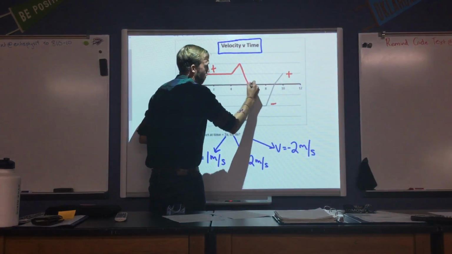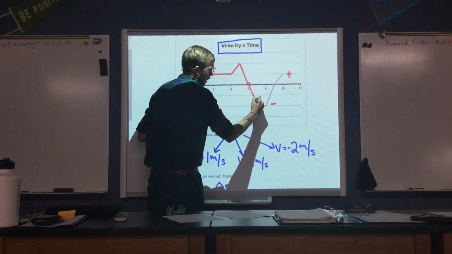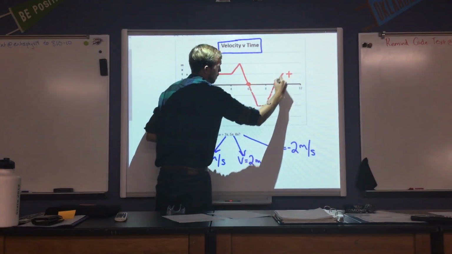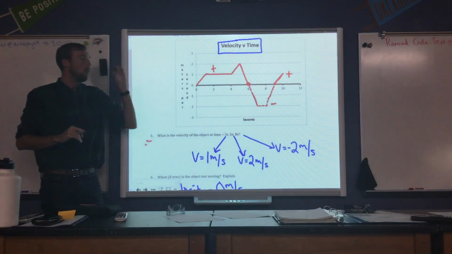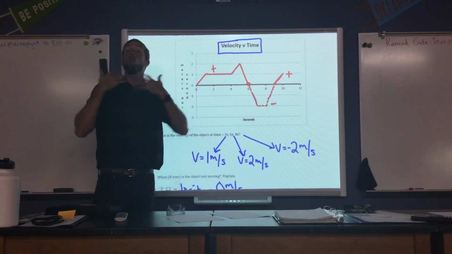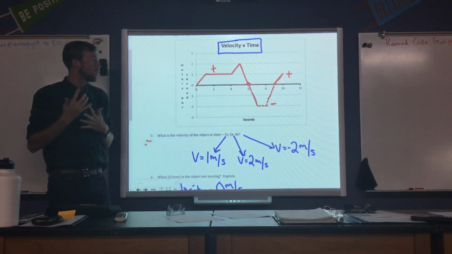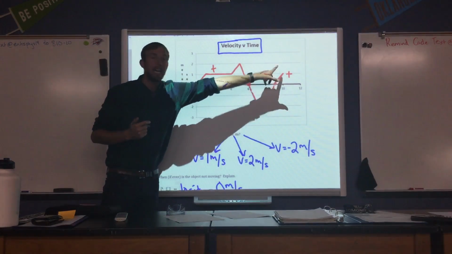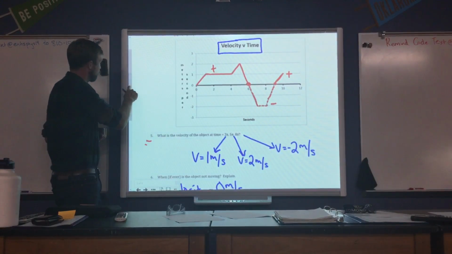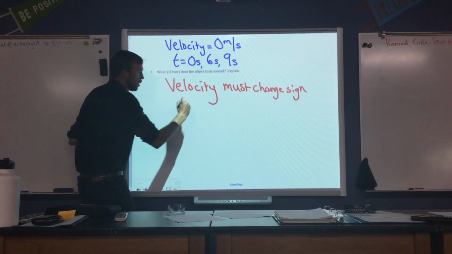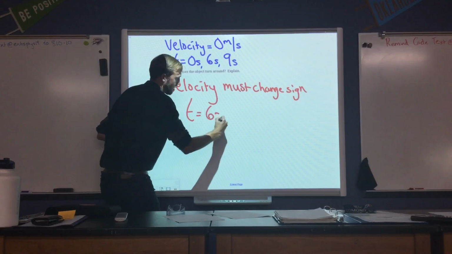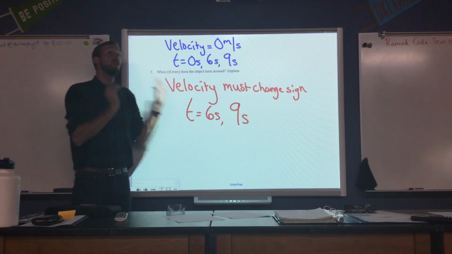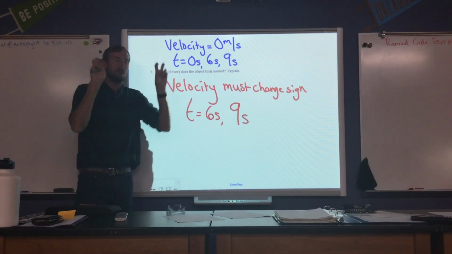And then we have a point here when now it becomes negative, and then another point when it becomes positive. So we're asking, when does the object turn around? That means where specifically does our velocity change sign? And it goes from positive to negative at 6 seconds, and from negative back to positive at 9 seconds. So we would say here, our velocity changes sign at a time of 6 seconds, and at a time of 9 seconds.